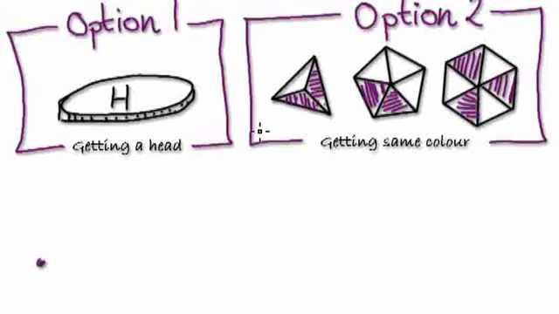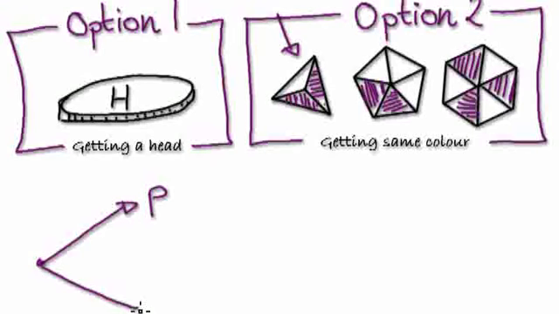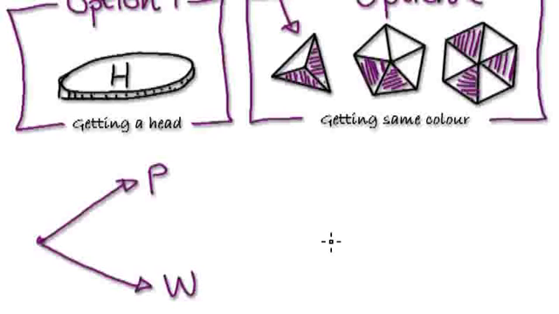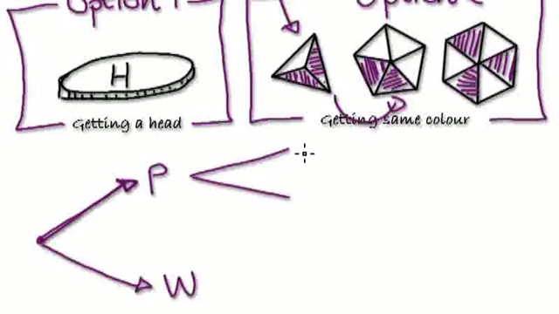So let's say you start here, and this would be your first spinner. There are only two outcomes: getting a purple one or a white one. So this is purple, and you could get a white one. Let's say you got a purple one on your first spinner. Now you jump to the second spinner. Well, on the second spinner you could get a purple or a white one.